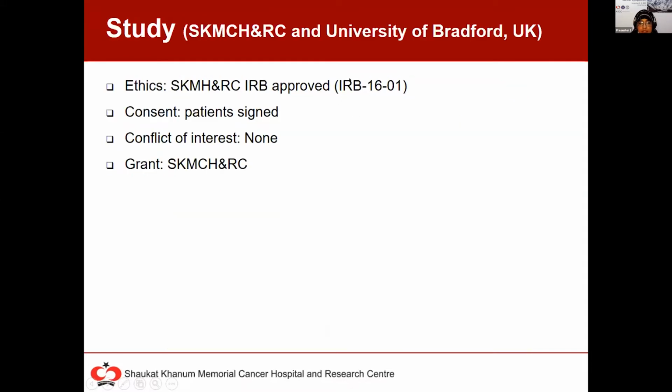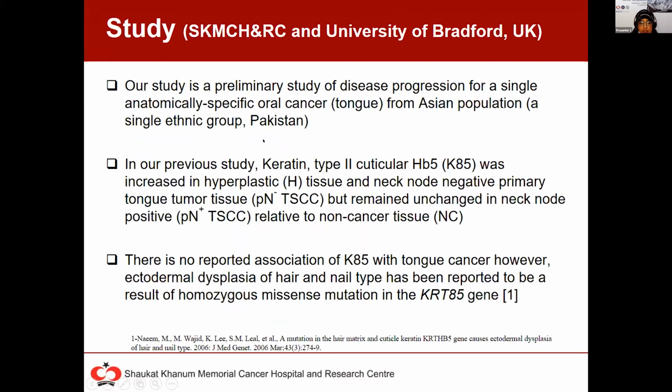This study has been carried out in collaboration with Shaukat Khanum Memorial Cancer Hospital and Research Centre and the University of Bradford from the UK, and it is approved by the IRB. The patients were consented and there was no conflict of interest among the co-investigators. Our study is about disease progression for a single anatomically specific oral cancer type from an Asian population.